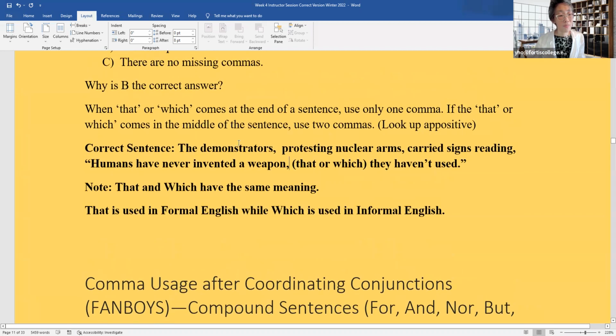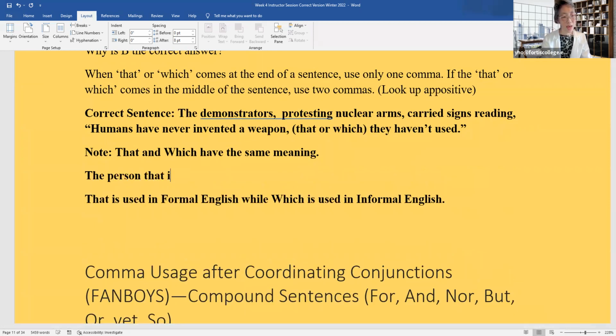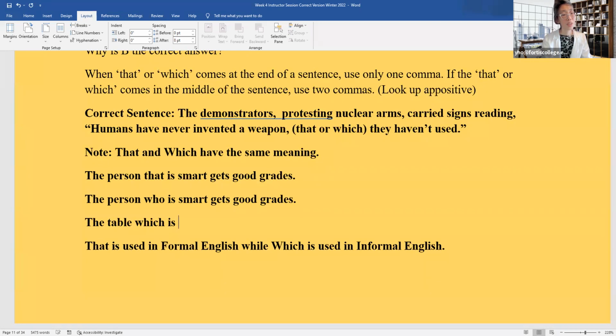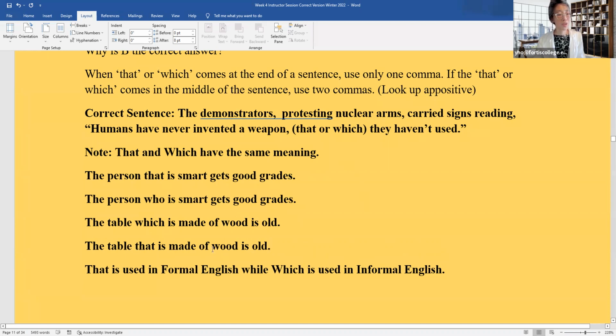Okay. So, oh, and then one other thing I want to bring up is, what is the difference between that and which? What's the difference between that and which? If I say the person that is smart gets good. Oh, not that and which. The person who is smart gets good grades, and then the table which is made of wood is old. The table that is made of wood is old. So what is the difference between that and who? And what is the difference between which and that?